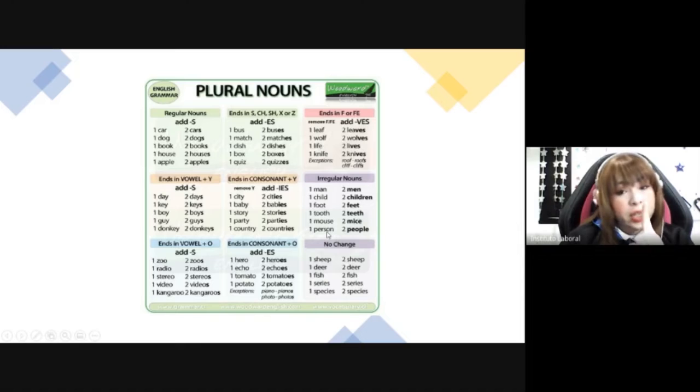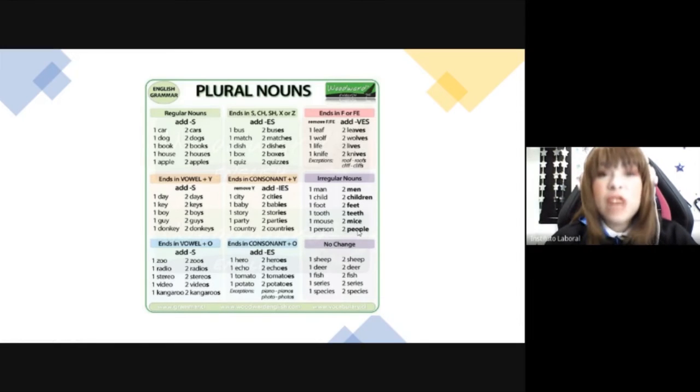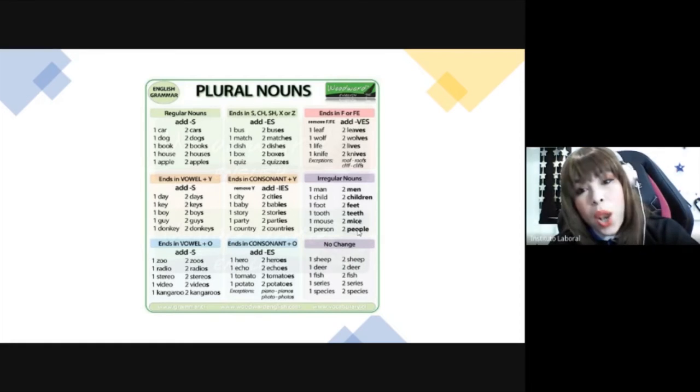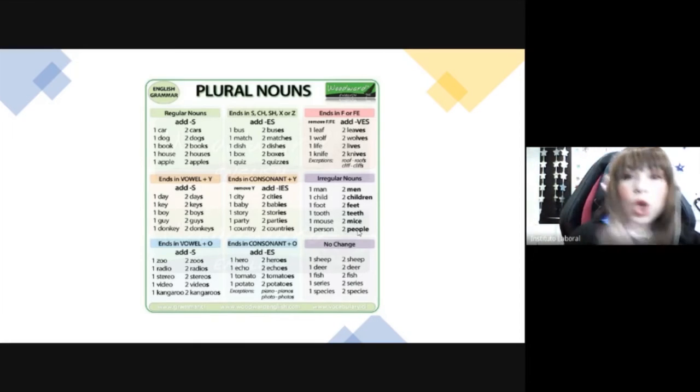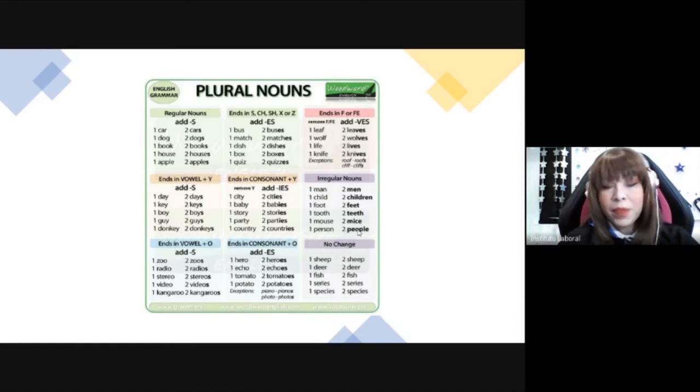One person, two people. Yes, it is incorrect to say two persons. The plural form of person is people. So you say one person, two people. One person, three people. One person, ten people. Okay? The plural of person is people, not persons.